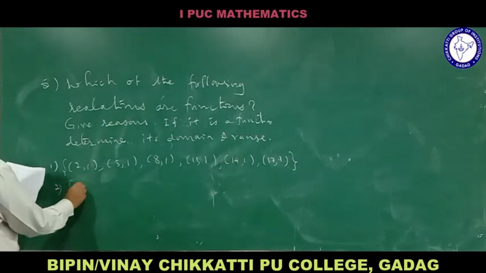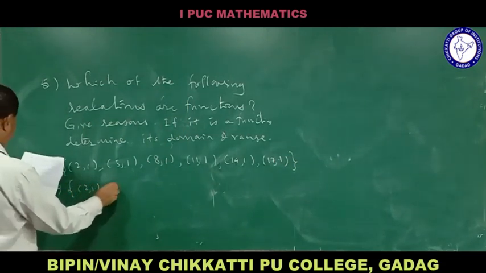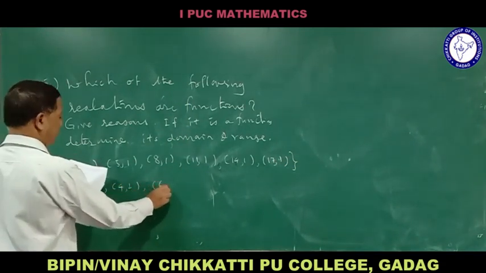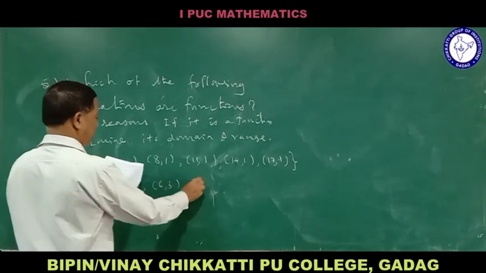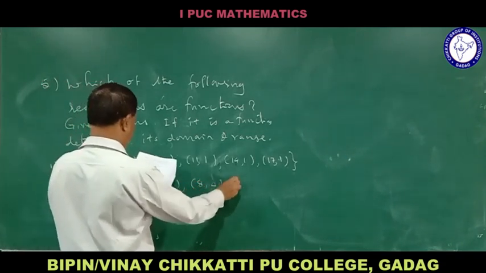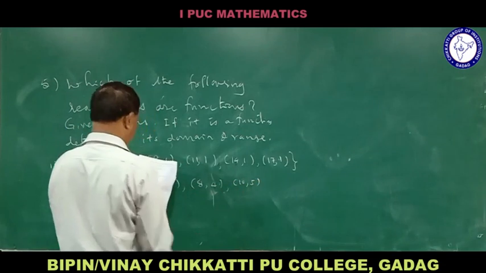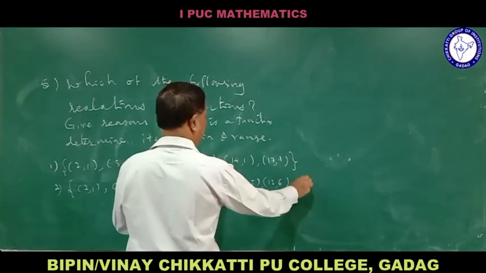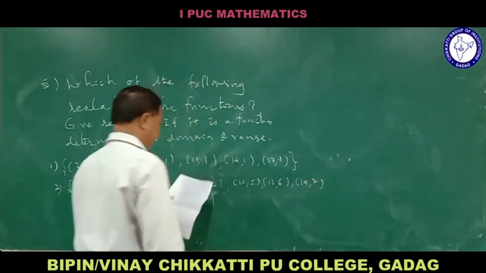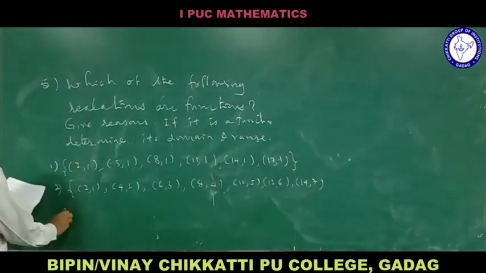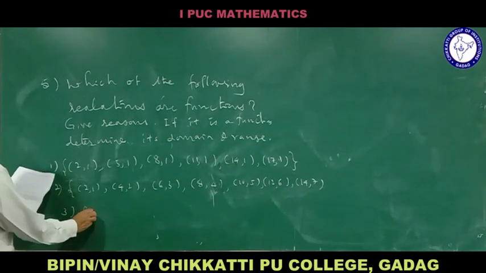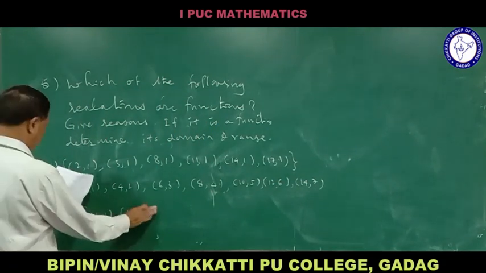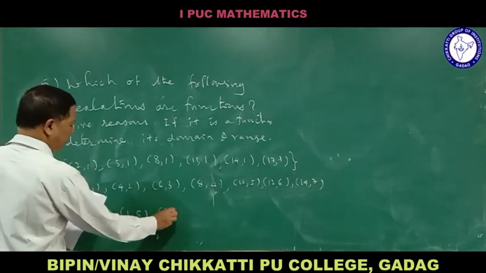Second one is (2, 1), (4, 2), (6, 3), (8, 4), (10, 5), (12, 6), (14, 7). And the last, the third one, you see: (1, 3), (1, 5), (2, 5).